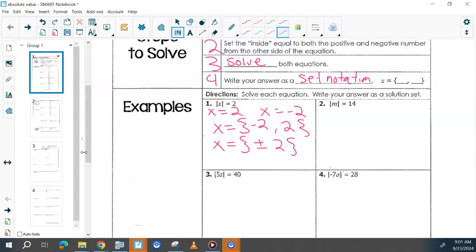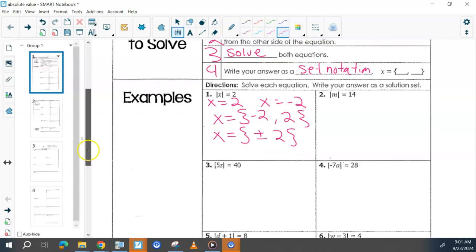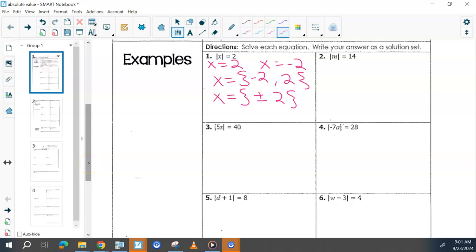We're going to move on to number 3. So number 3, same thing. If there were something outside of the absolute value bars, we would solve that. But there's not, so we're going to drop the absolute value bars and set this equal to a positive 40 and a negative 40. If you don't set it equal to the negative, you've now lost half of your working answer.